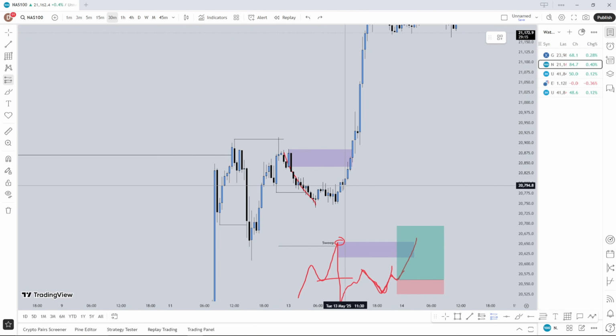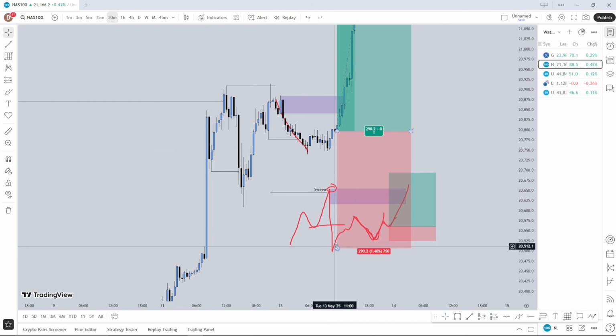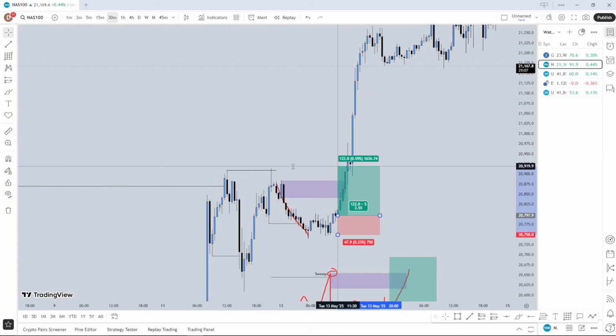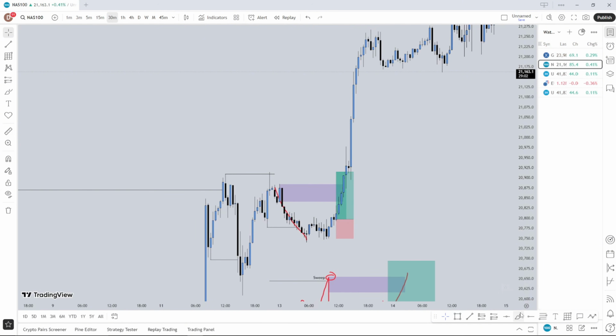Okay, so once this black candle was printed, we just entered, SL below this low, and the first TP was this high right here. Usually after the high gets swept, we're going to have some small pullback and continuation higher.